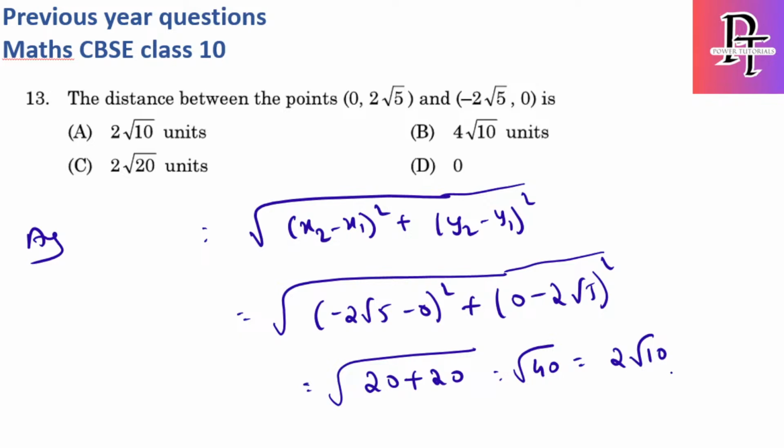So how I got 2 root 10? Because 40 I can write it as 4 into 10. Root of 4 is 2. This way it is 2 root 10 centimeters or units, whatever it is.